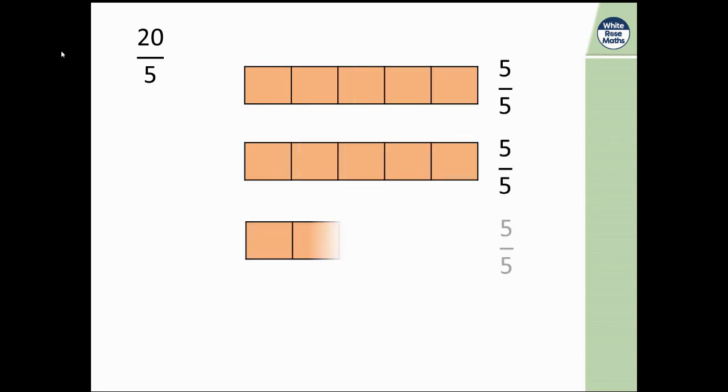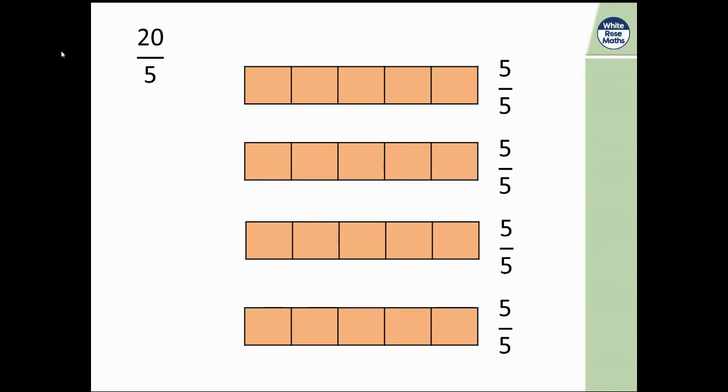So we've got 20 fifths. Can you work out that one? 20 fifths. How many times do we times 5 to get 20? Or how many 5s are in 20? So multiply 5 to get 20. How many 5s are in 20? Of course, we can then have a little look.